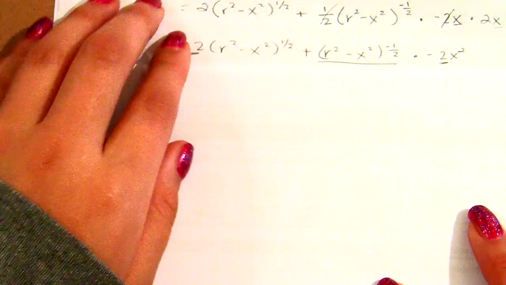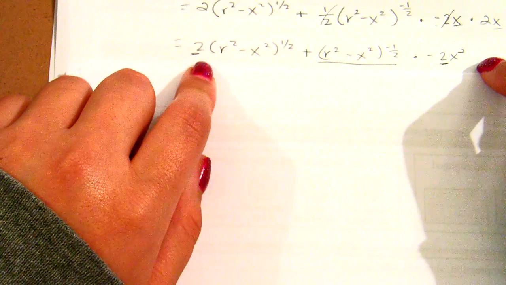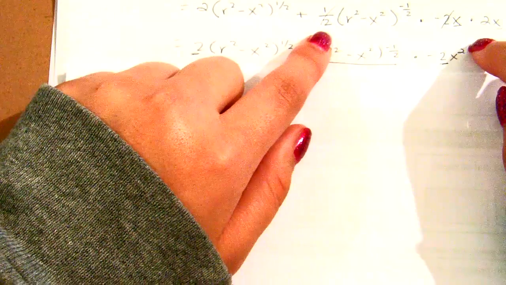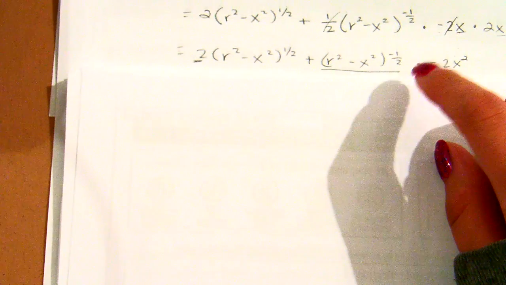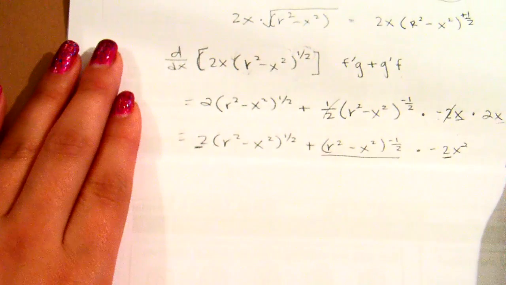And you can further simplify. Once you simplify, you multiply 1/2 times 2, and they cancel out. And you're left with 2 times (r squared minus x squared) to the 1/2 plus (r squared minus x squared) to the negative 1/2 times negative x squared.